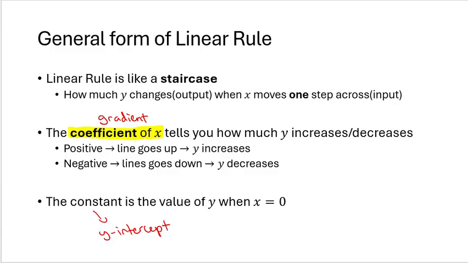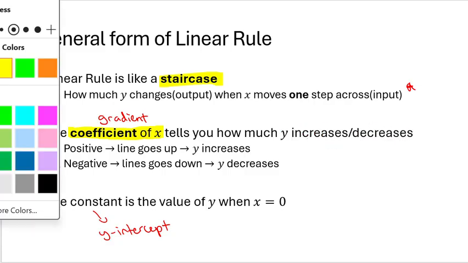Now, obviously, when you draw a line, you have to think about it like a staircase, so you should know what it looks like. To do that, it's how much the y changes when x moves one step across. So that's the logic of the staircase, okay? Now, the coefficient of x, aka the gradient, tells you how much the y value increases or decreases.